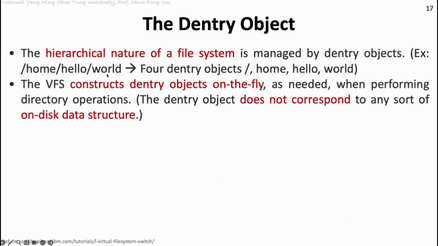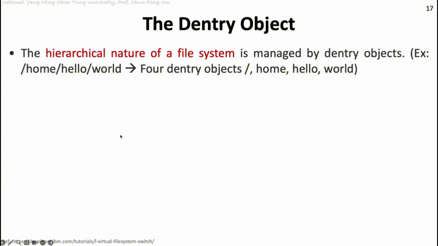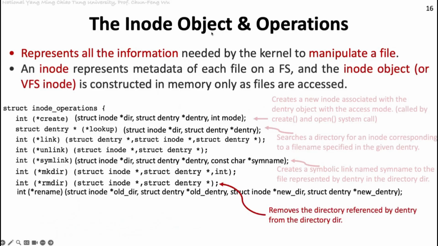Okay, I think this is also quite important. The VFS constructs the entry objects on the fly as needed when performing directory operations. So the entry object does not correspond to any sort of on-disk data structure. What does it mean? When we talked about the inode object, we said there is a file backup in the storage device, because inside the storage there is an inode table. Inside the inode table, we maintain both directories and files together.